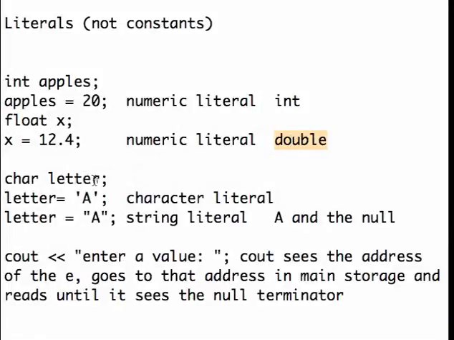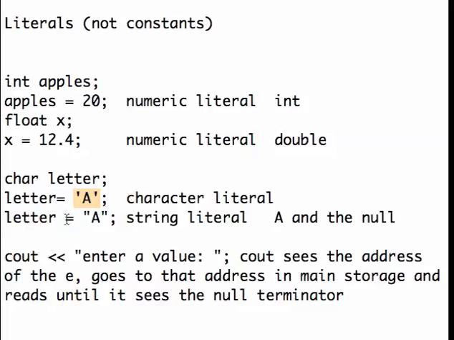Now, let's suppose I have char letter. letter is a variable of type char. It can hold one character. letter is assigned a character literal. Why is it a character literal? Because it's got single quotes around it. Excuse me, one single quote on each side. And in RAM it's stored as one character.